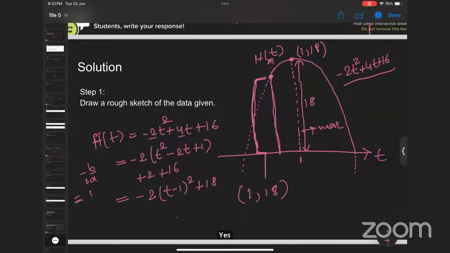At this point, we can see that the x coordinate will be 0 and the y coordinate some p, right? Yes, ma'am. In this equation, if we put h(0), then we get 16. So we can say that h(0) equals 16, right? So this height is basically 16.